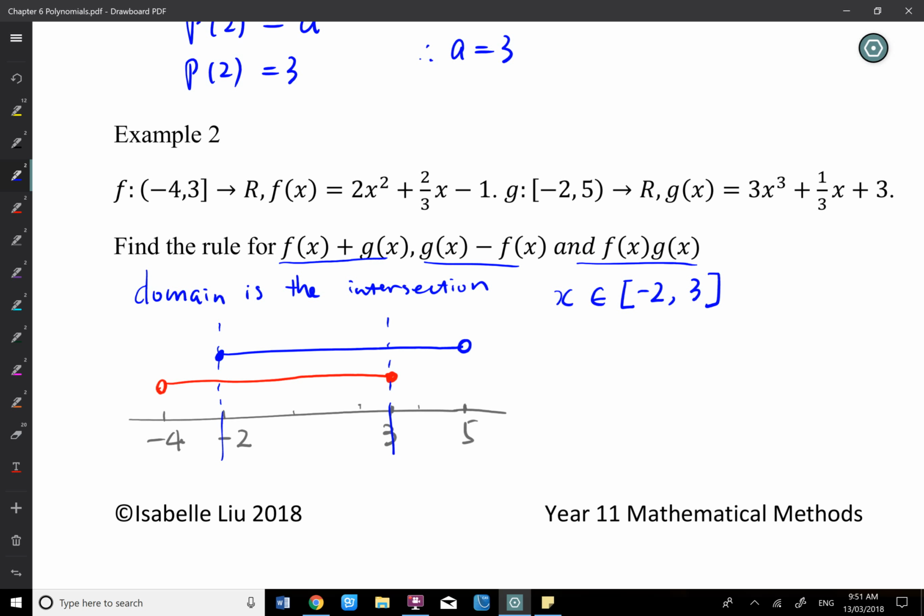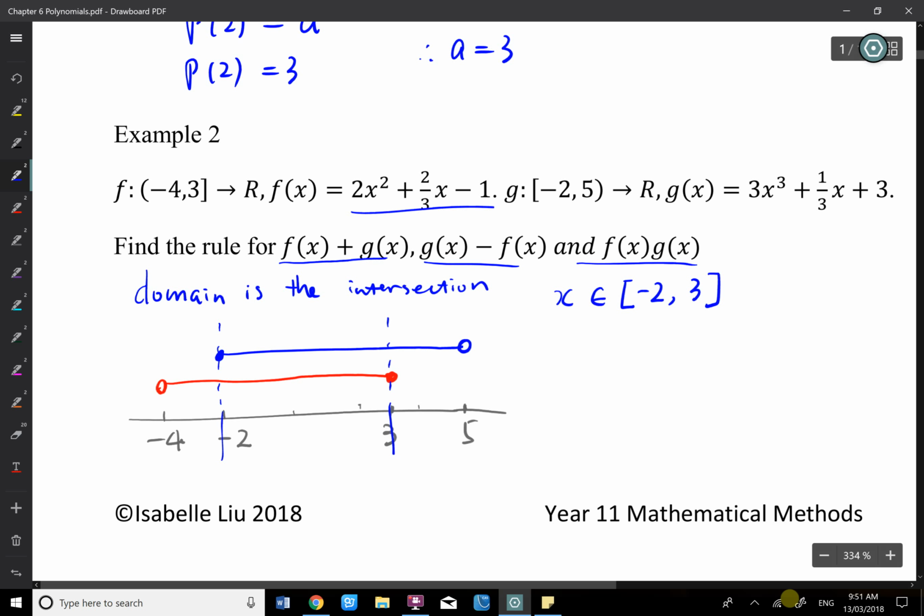So what is more important compared to the rule? It is the domain. We need to have graph at that place, have both graphs at one point, then we can add them. Otherwise, we can't add or subtract or times. To find the rule, basically, it's very easy. f(x) plus g(x), you use that to add. If you go g(x) minus f(x), I just go for that one.